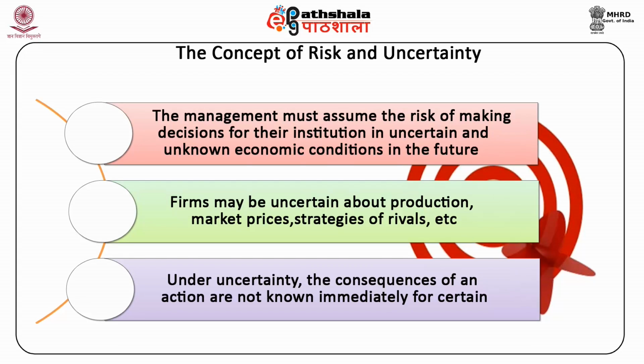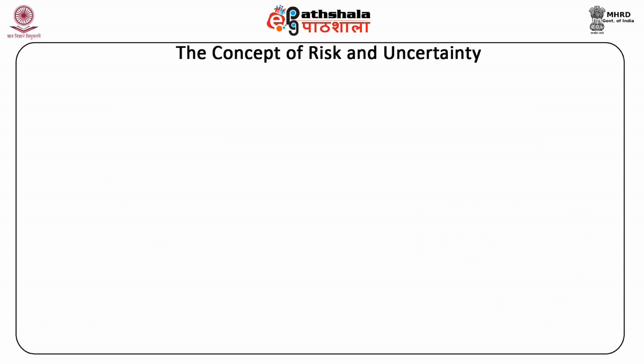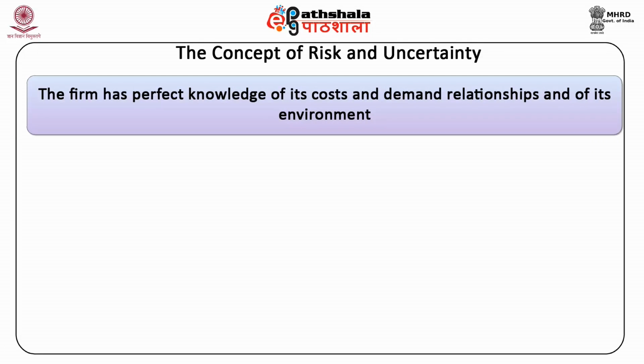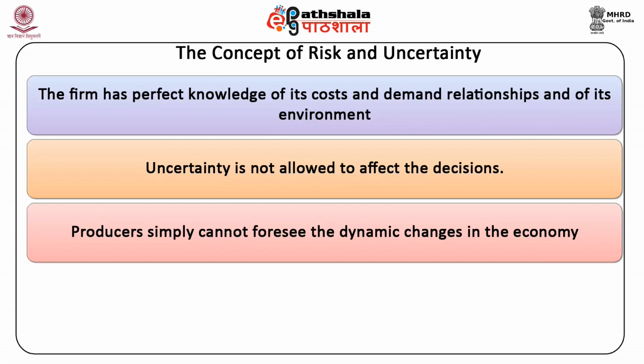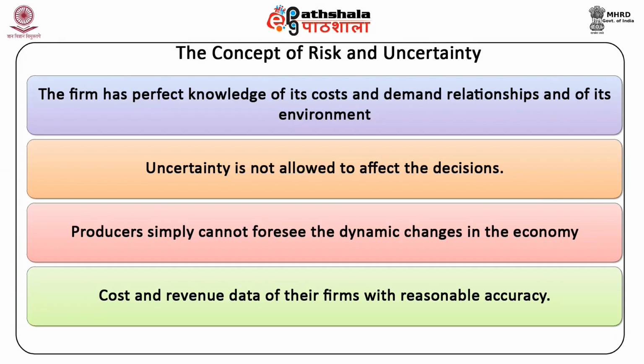Under uncertainty, the consequences of an action are not known immediately for certain. Economic theory generally assumes that the firm has perfect knowledge of its costs and demand relationships and of its environment. Uncertainty is not allowed to affect the decisions. Uncertainty arises because producers simply cannot foresee the dynamic changes in the economy and hence cost and revenue data of their firms with reasonable accuracy.